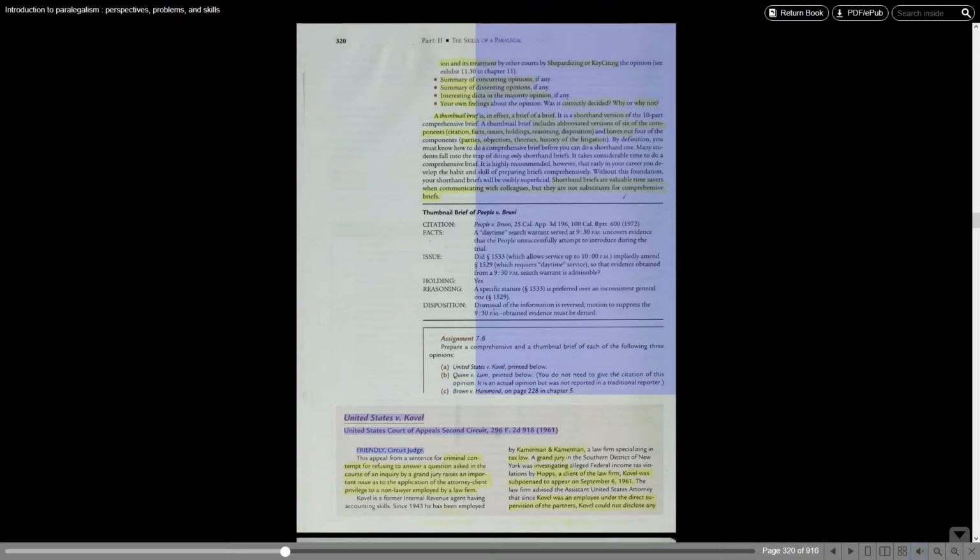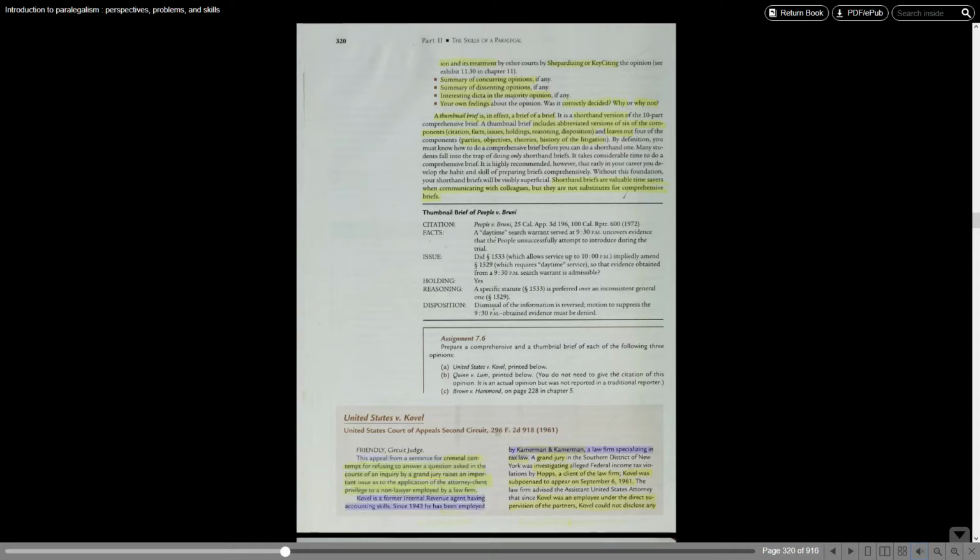United States v. Koval. United States Court of Appeals, 2nd Circuit, 296 F.2d 918 (1961). Friendly, Circuit Judge. This appeal from a sentence for criminal contempt for refusing to answer a question asked in the course of an inquiry by a grand jury raises an important issue as to the application of the attorney-client privilege to a non-lawyer employed by a law firm.